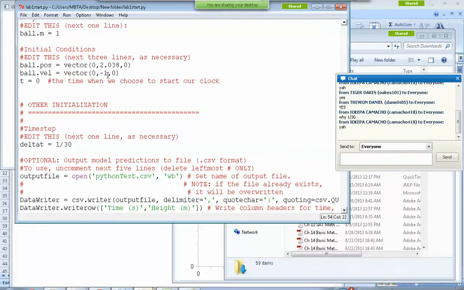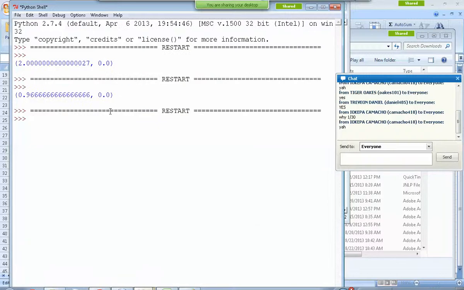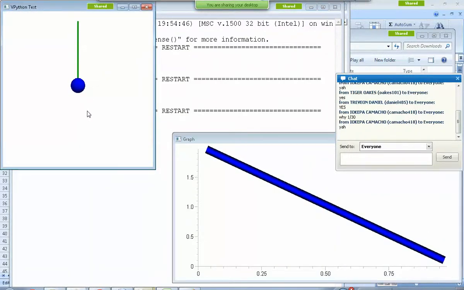Let's not make it -1. Let's make it -2. Let's see what happens. I just want to get close. Yeah, that's about right. All right, good. Let's pull that data out.